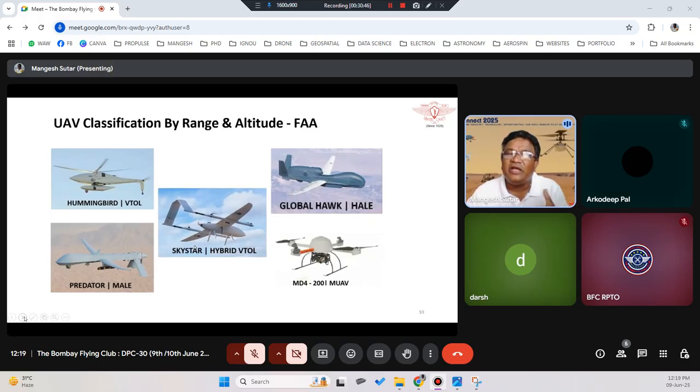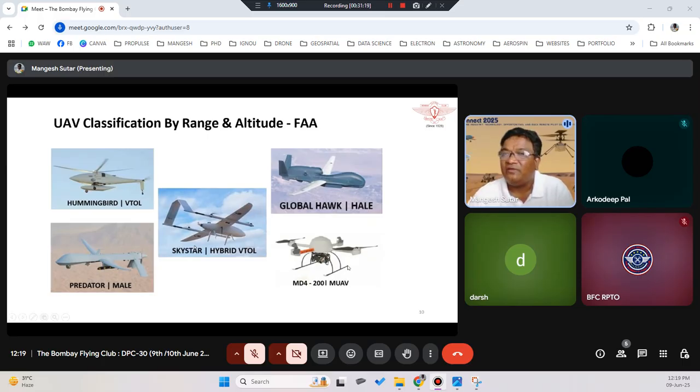You know these countries, say, or even the UK, they more or less follow a similar classification with respect to range and altitude. So there is something called hummingbird VTOL, or you have the Predator. You must have heard of this Predator drone for a very long time because it is a widely used military drone by the US government, and we have also acquired, I think, around 7 to 11 Predator drones. Some are being given to the army, some to the navy, so they are operating these Predator drones across the border areas.